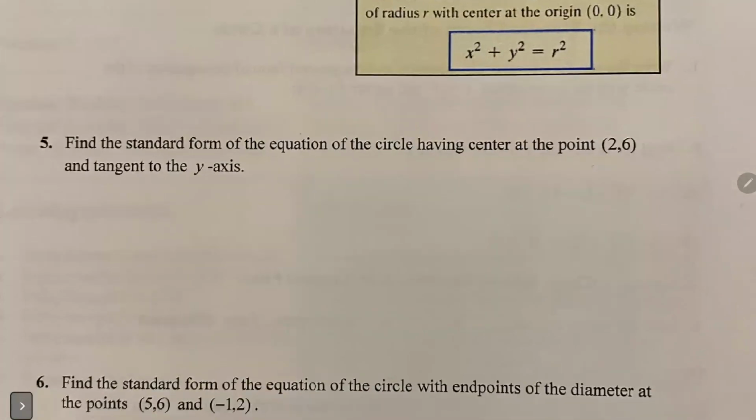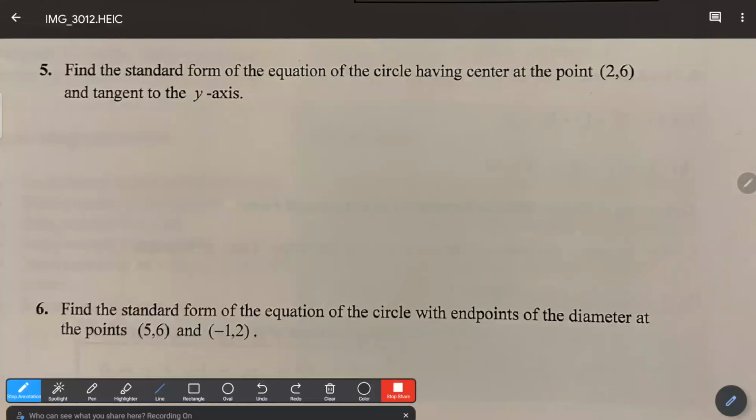All right, so find the standard form of the equation of the circle having center at the point 2, 6 and tangent to the y-axis. So we know our center is supposed to be at 2, 6. So let's see, we got 1, 2, and then 1, 2, 3, 4, 5, 6. So we're centered at 2, 6.